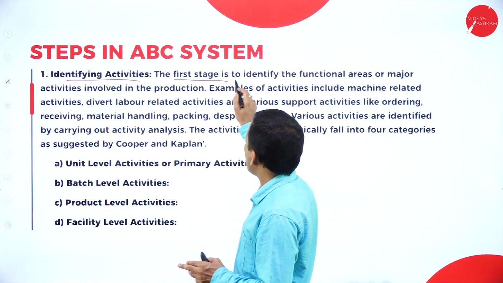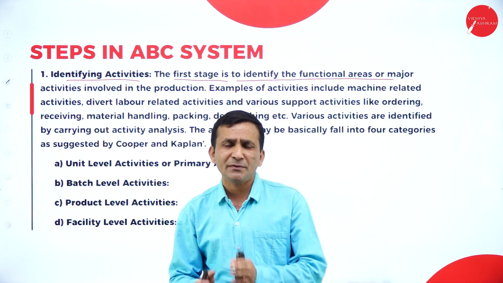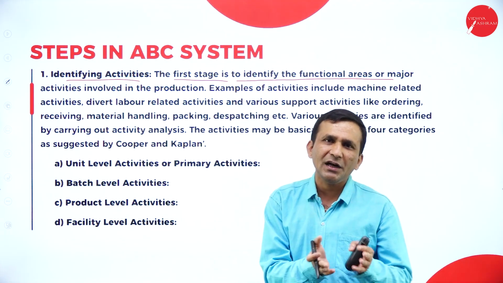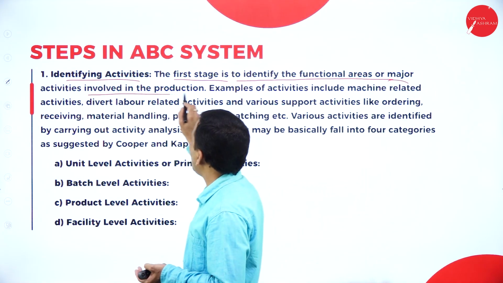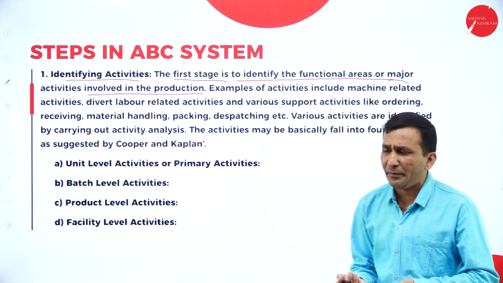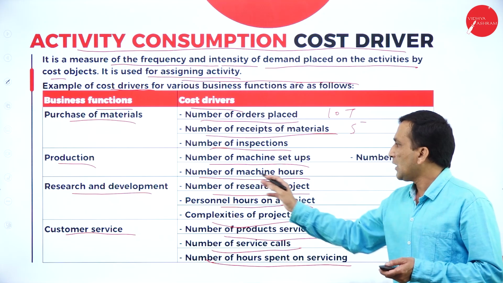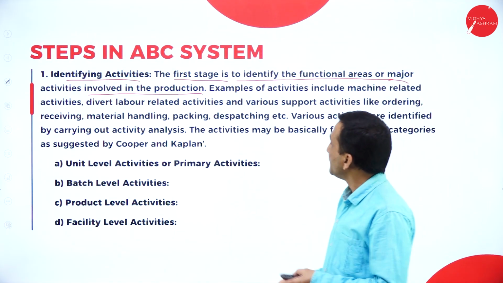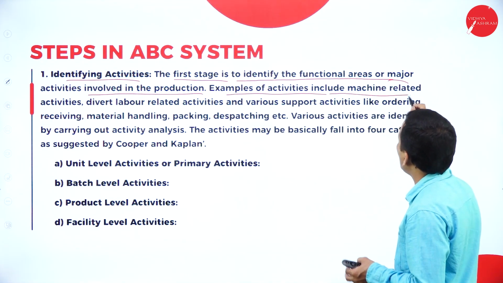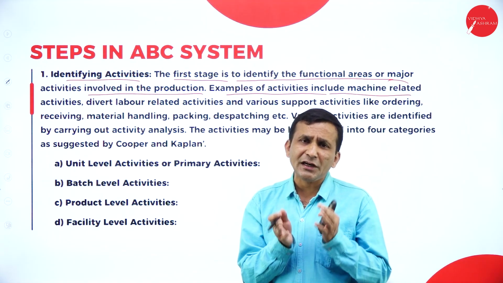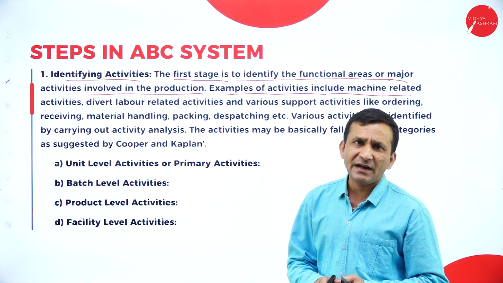So here the first stage is to identify the functional area, either production function or purchase function. In the previous slides we talked about business function areas and the major activity involved in production. So we get to know the major activity involved in production is the number of machine setups, okay, the number of machine hours, which is a major one. Now, production: examples of activity include machine related ones. When we are talking about production, we will try to compare with production related activity only.